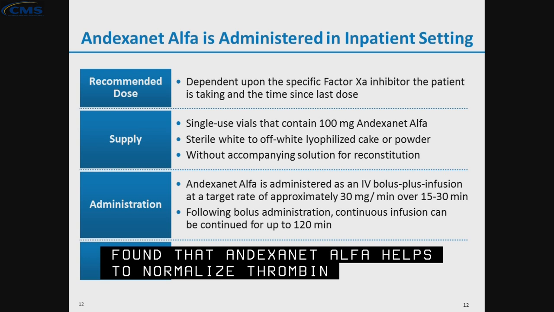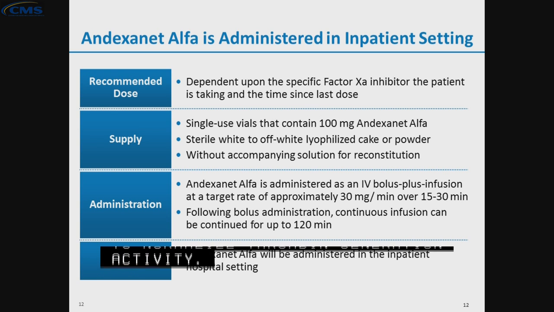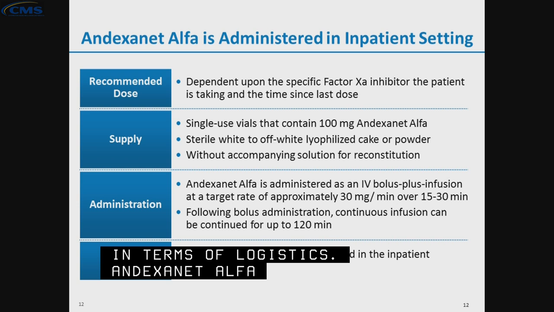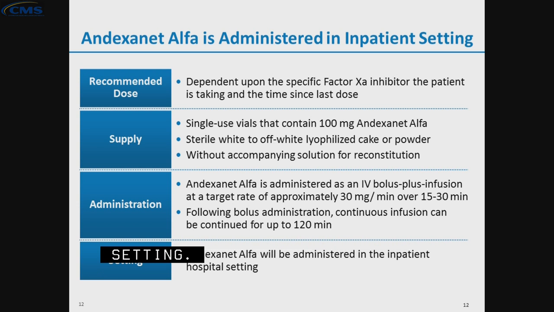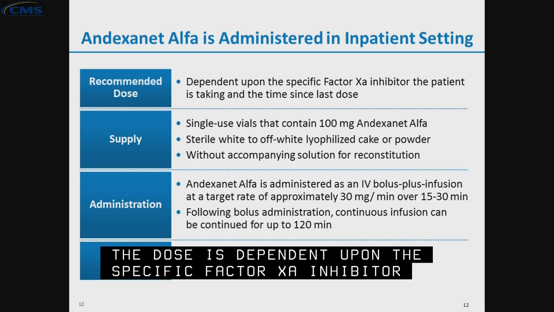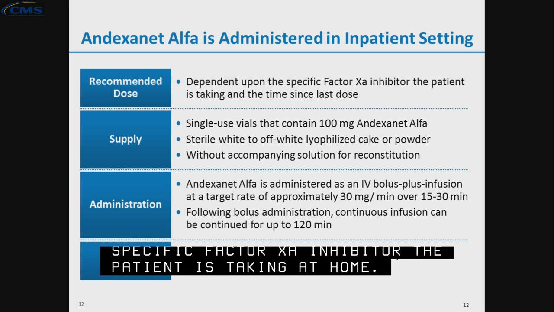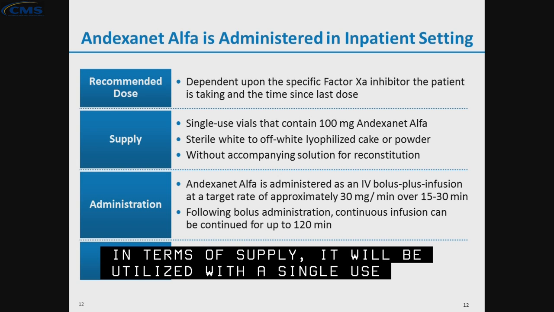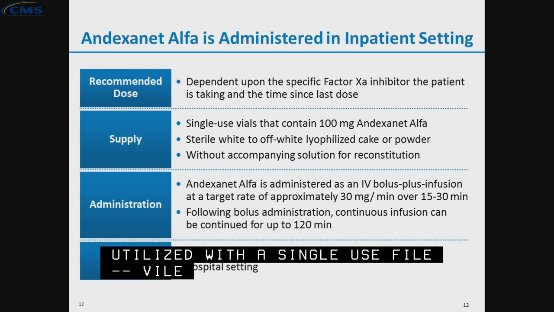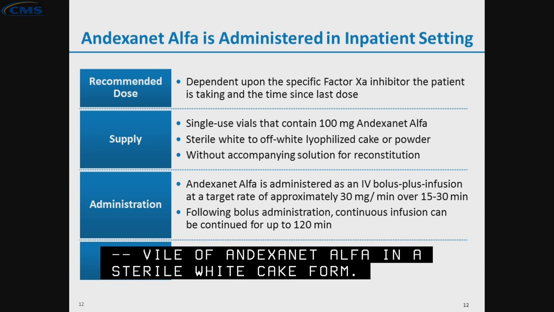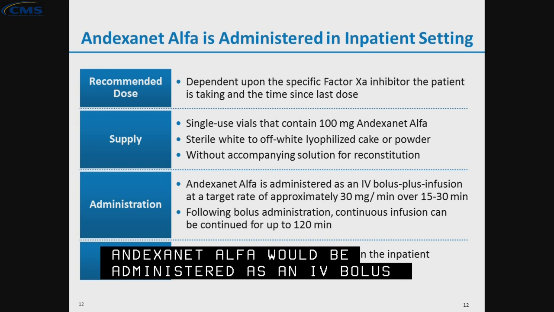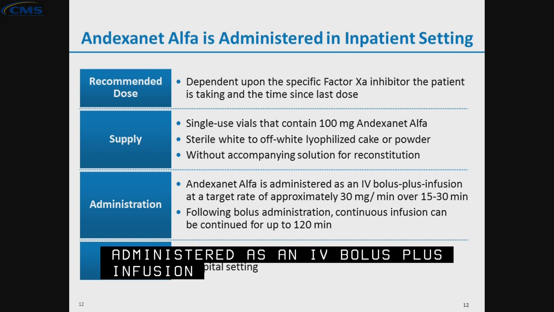So, a little bit about the molecule in terms of logistics. Andexanet alpha is typically administered in an inpatient setting. The dose is dependent upon the specific factor 10A inhibitor that the patient is taking at home. In terms of supply, it's going to be utilized as a single-use vial containing 100 milligrams of andexanet alpha in a sterile white to off-white powder or cake form, without the accompanying solution for reconstitution. At the hospital, andexanet alpha would be administered as an IV bolus plus infusion after reconstitution, typically in the emergency room.